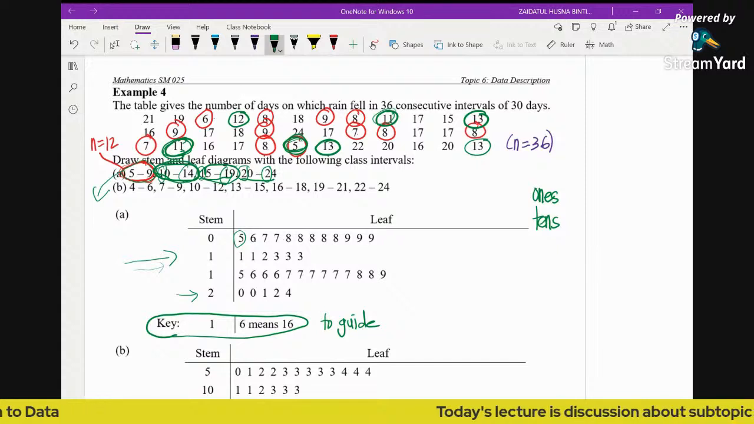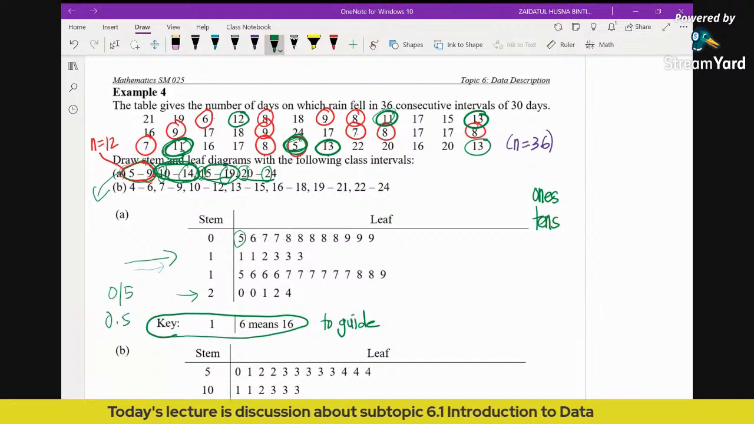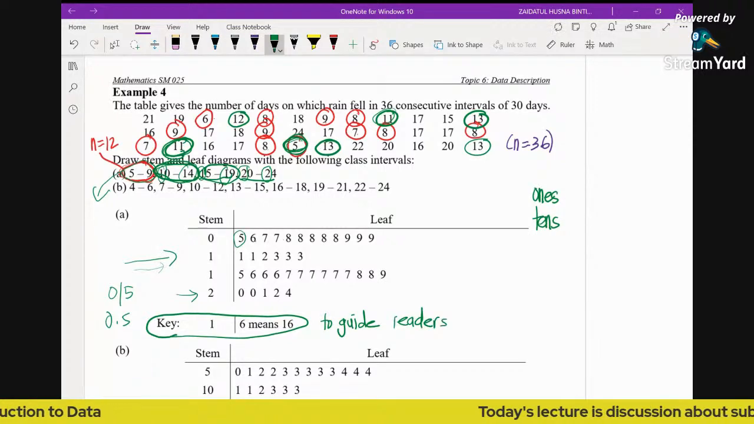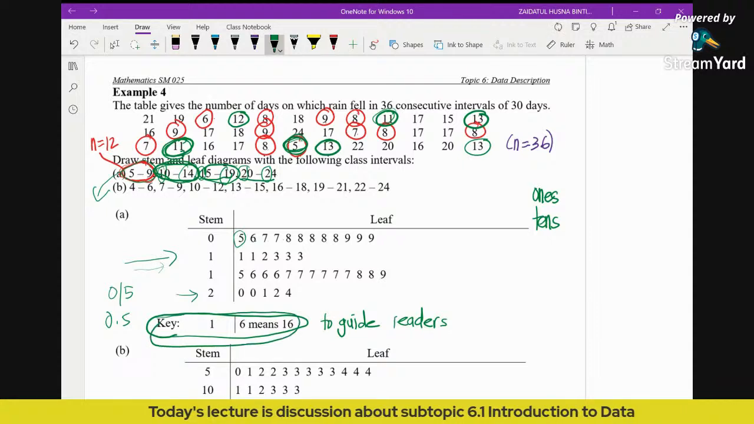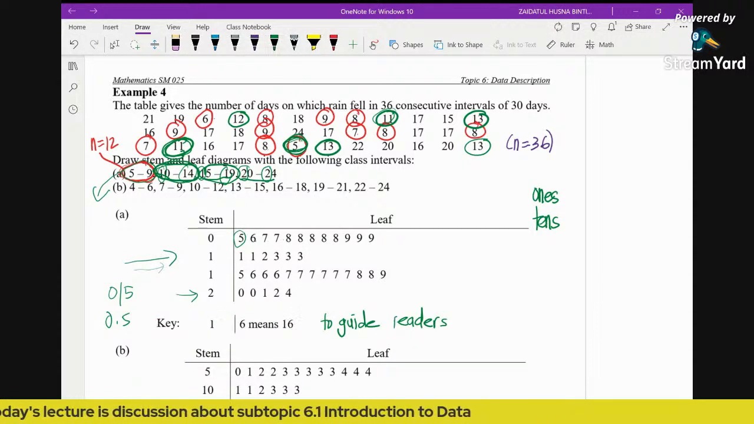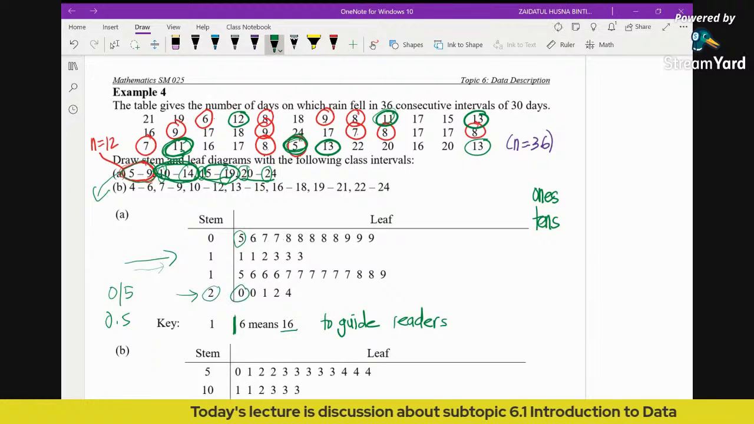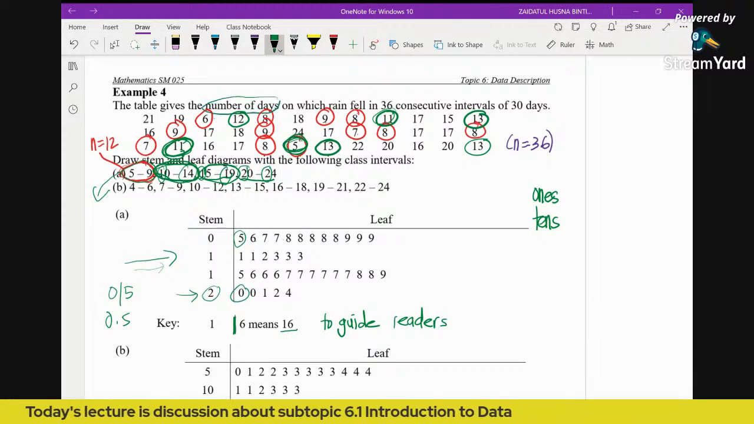For example, they may question, the 0.5 here represents what? Does 0.5 represent 0.5 or what? So the use of key is to guide your readers, so that when they read the table, given the key, they will know. For example, here we give the key 1, with this vertical bar, 1|6 means 16. So they know that 1|6 here represents 16, while 20 here represents 20. And they represent number of days. So that's the purpose of key.